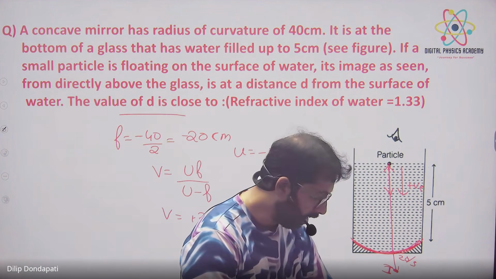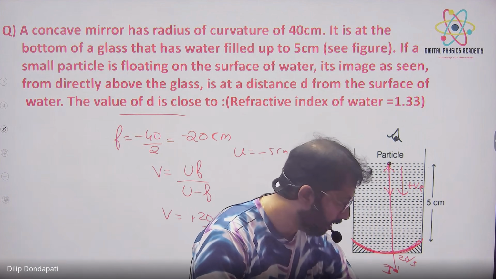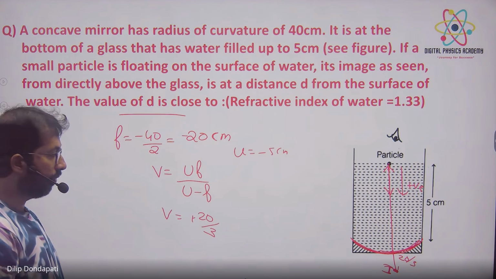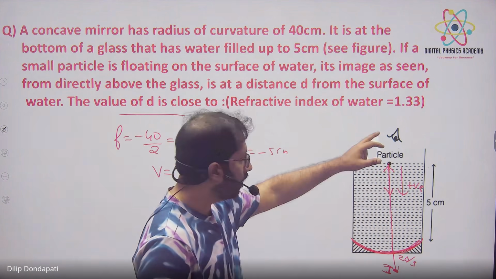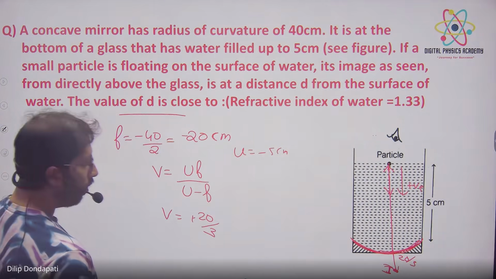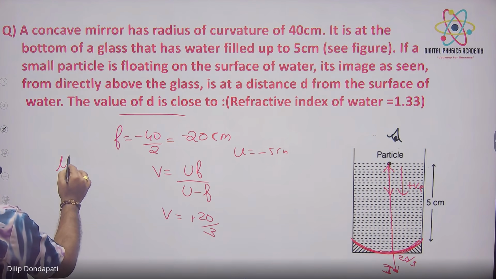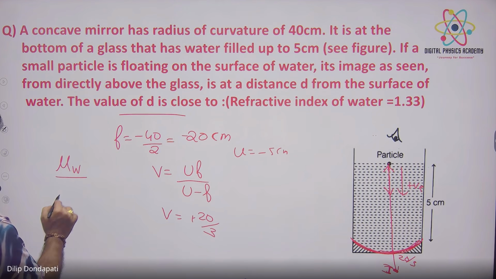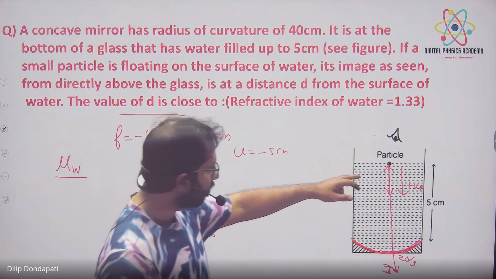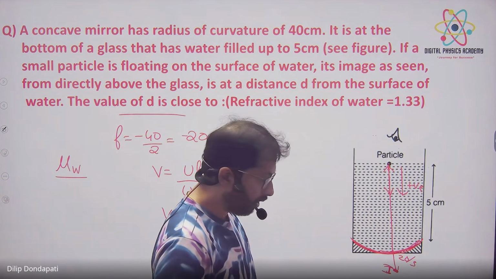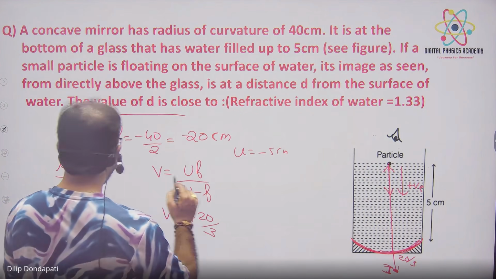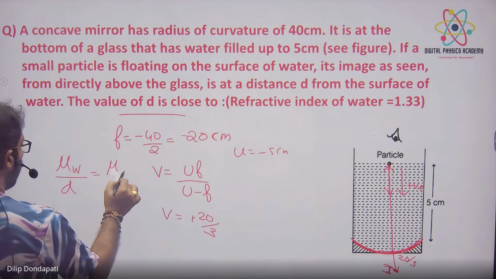Now apply mu I by D is equal to mu R by D dash. Now this is acting like a virtual object for this one, right? So now use mu I, which is nothing but mu of water, by D. How far is D? Initially, how far is the particle from here? 5 plus 20 by 3. So 8.75 is the total answer. The mu I by D is equal to mu R by D dash, right?